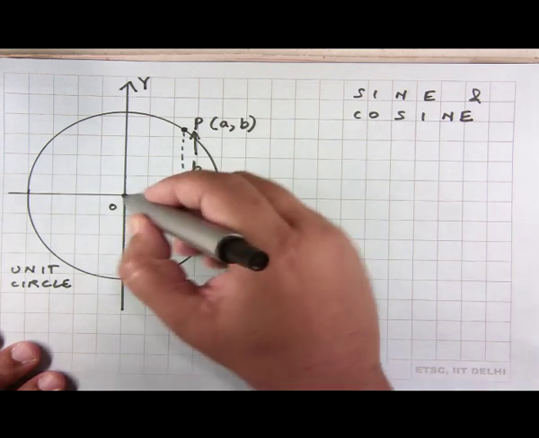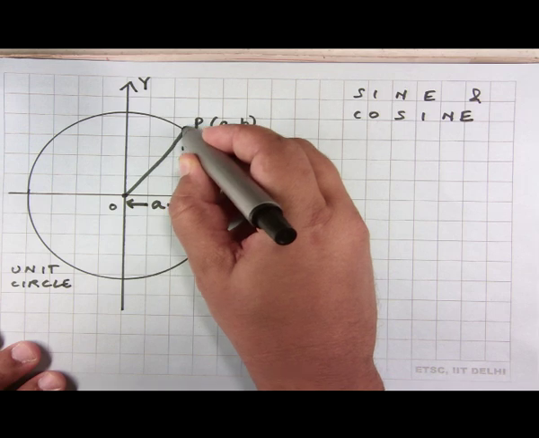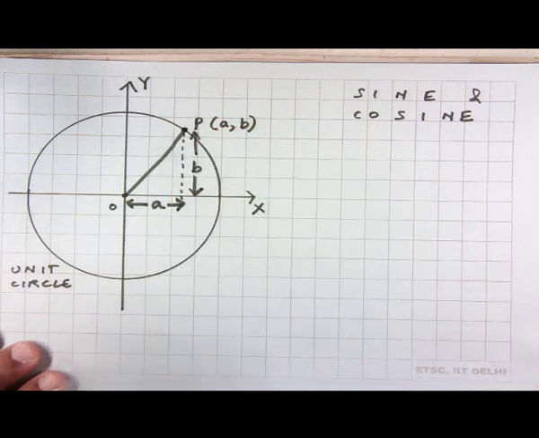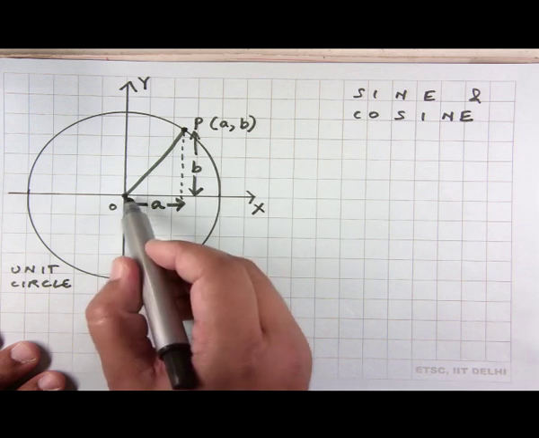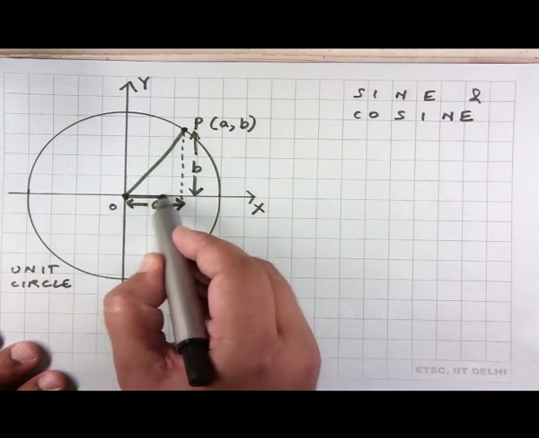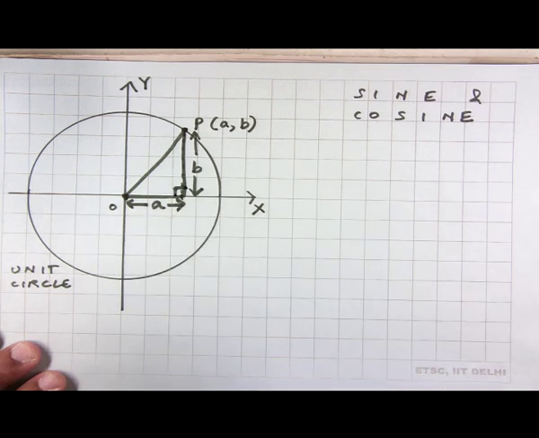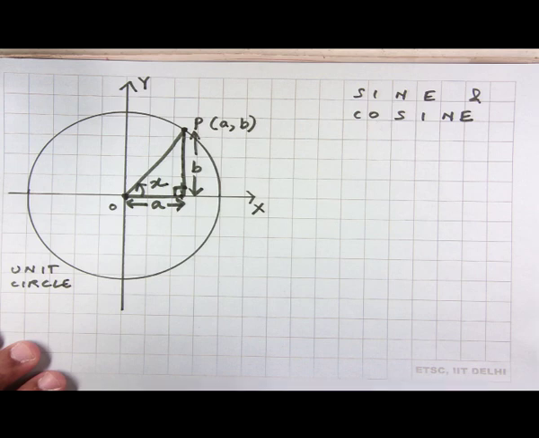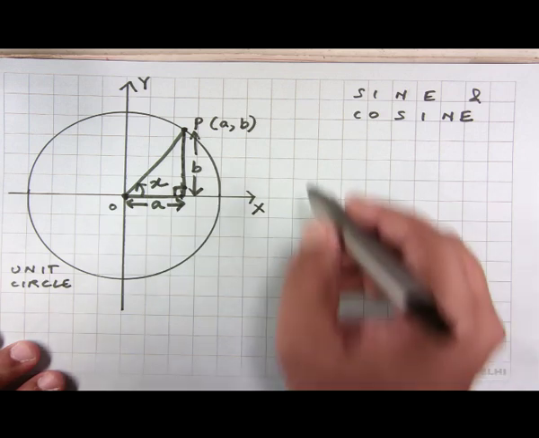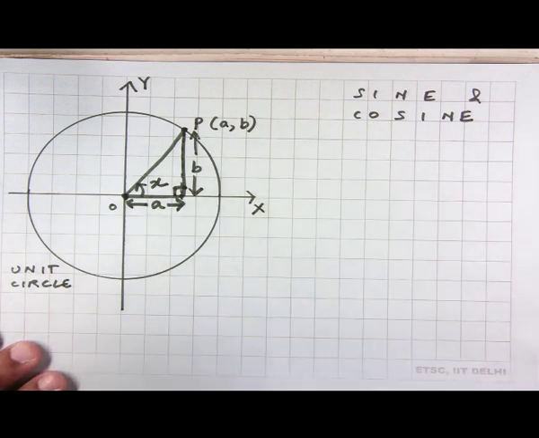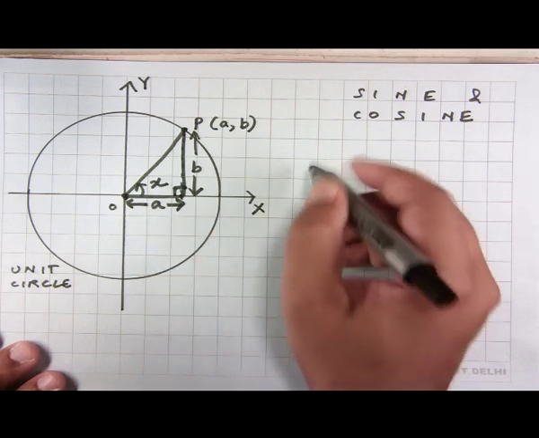And let us connect this point O to this point P. So, if we see this, what we have here is a right angle triangle, and let us call this angle x. And now, we are ready to formally define these functions sin of x and cos of x.